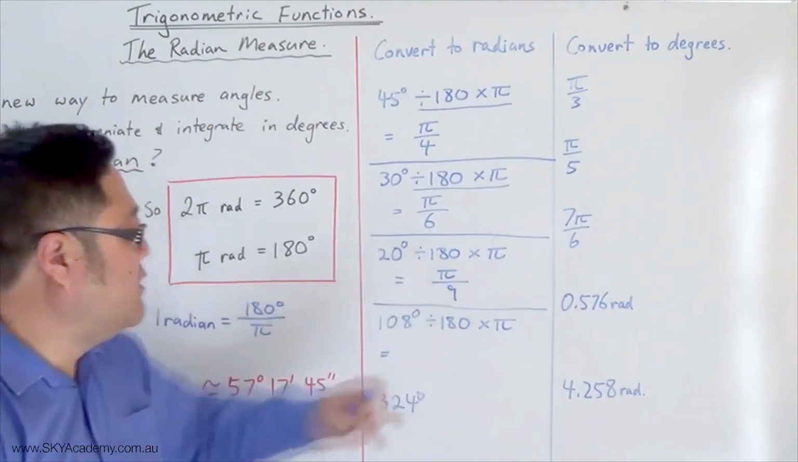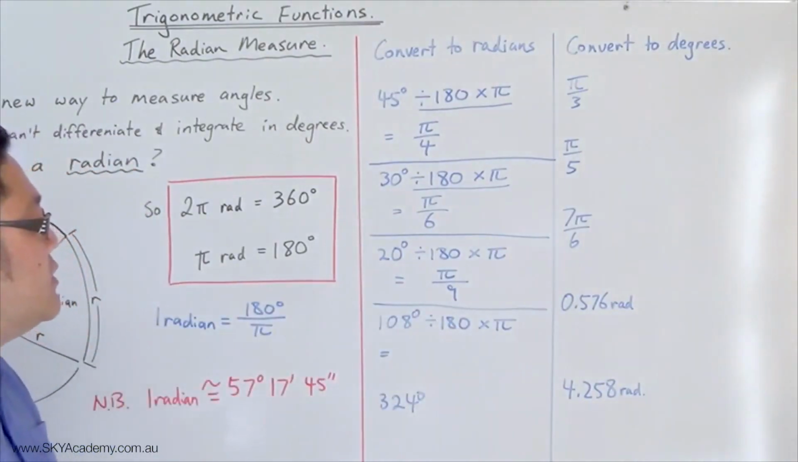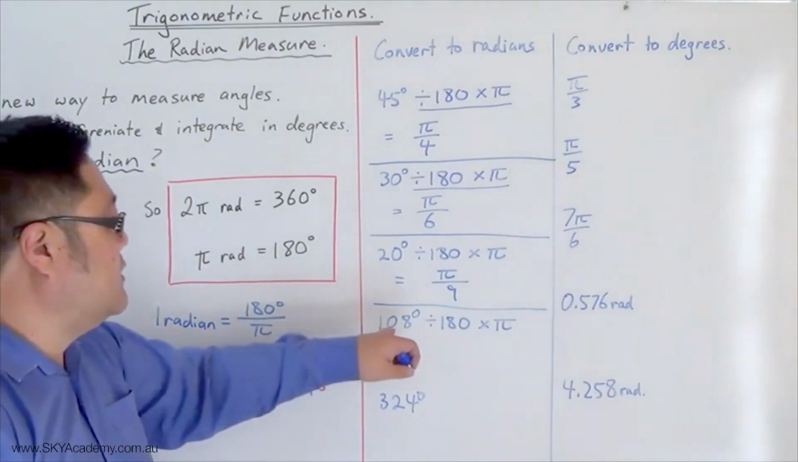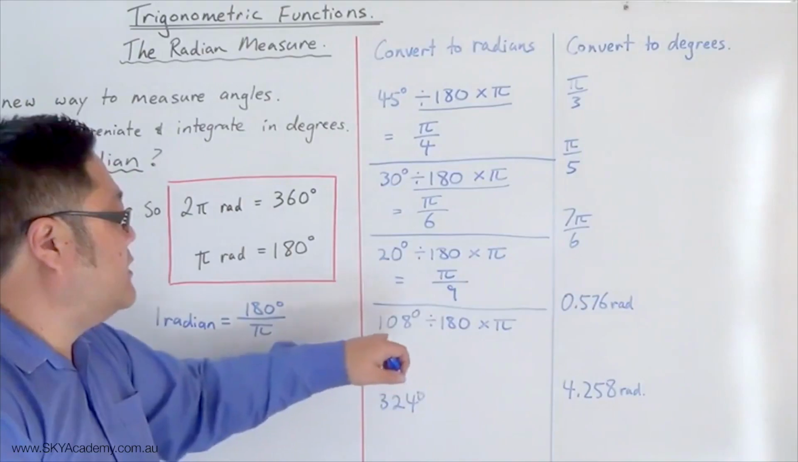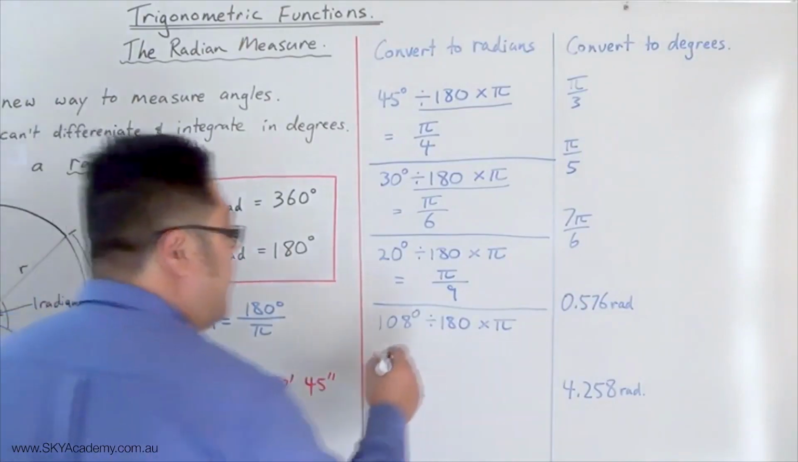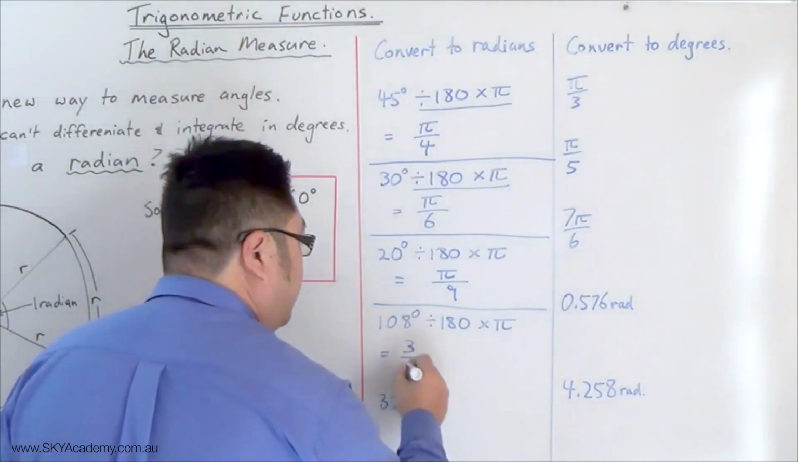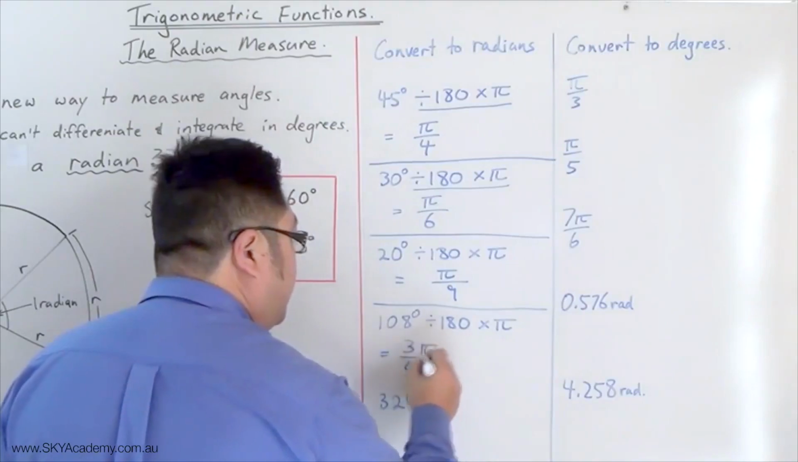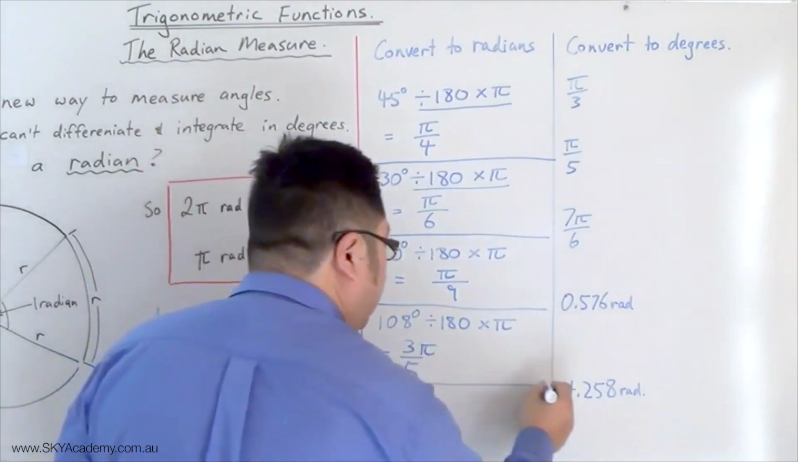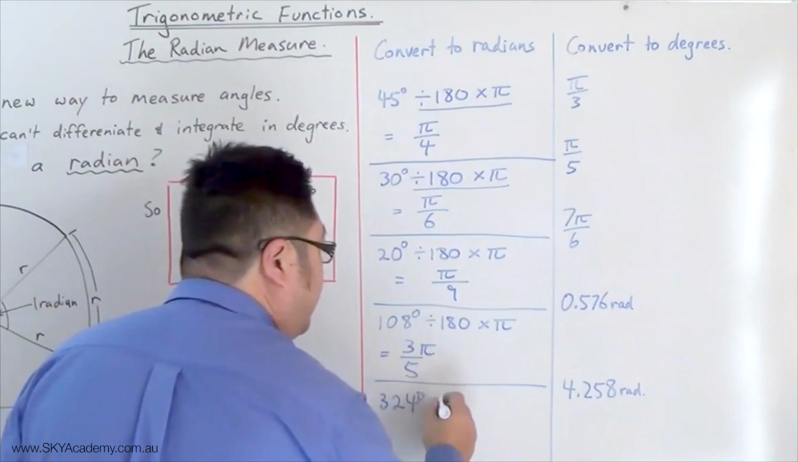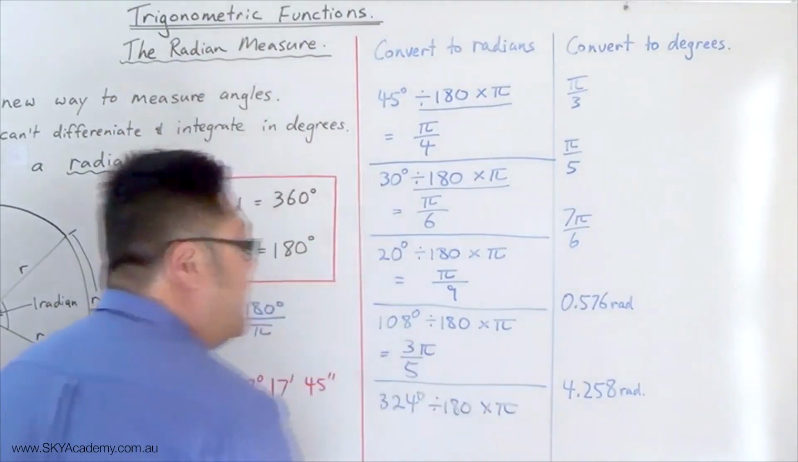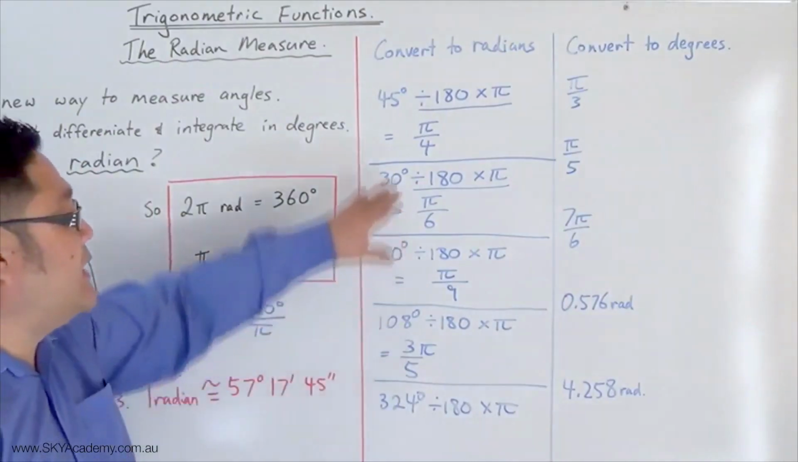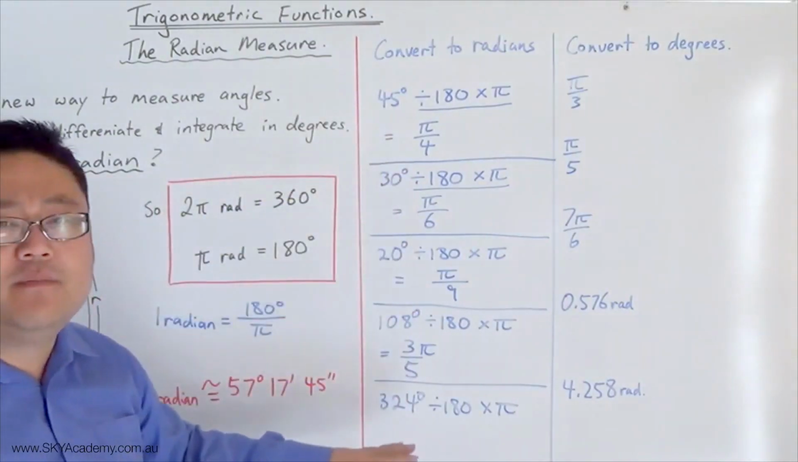12 on 20, which equals 6 on 10, which equals 3 on 5 pi. And then for the last one, you divide by 180 and times by pi. And sometimes it doesn't come out as a neat fraction, right?